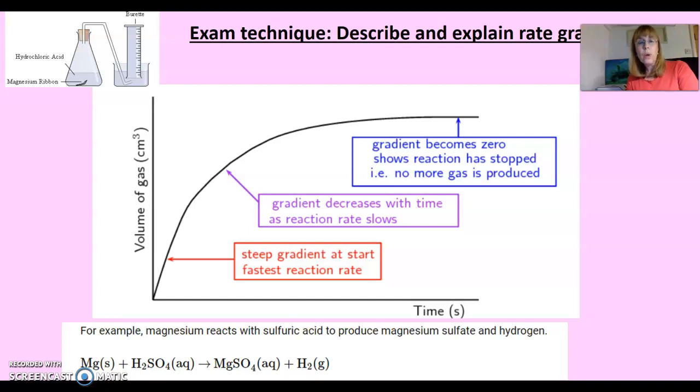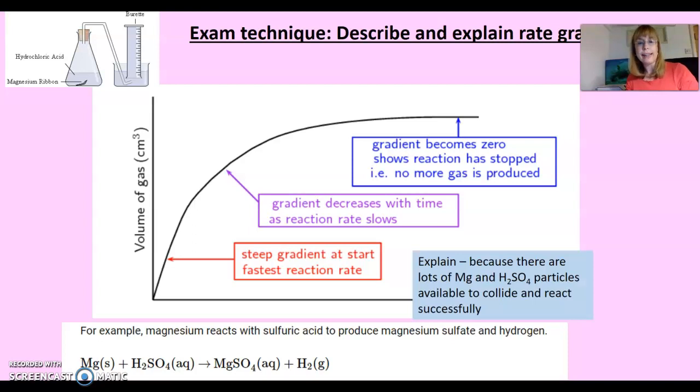Now, what about the explain? What if they said, rather than describe the graph, explain the graph? Now explain, the moment you hear that in your head, you've got to have a little light bulb going off, going because. Why is it doing that? It's doing that because. So why is the gradient steep at the beginning? And it's steep because there are lots of magnesium and sulfuric acid particles available to react and to collide.